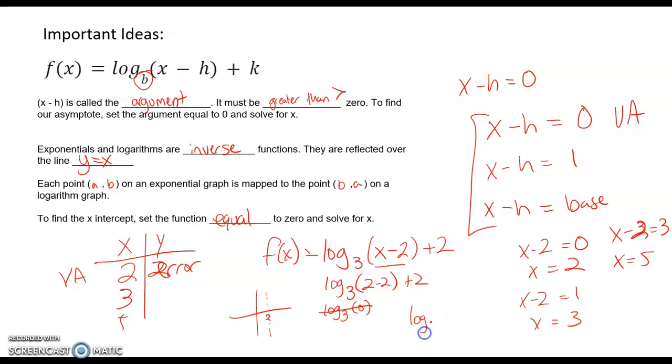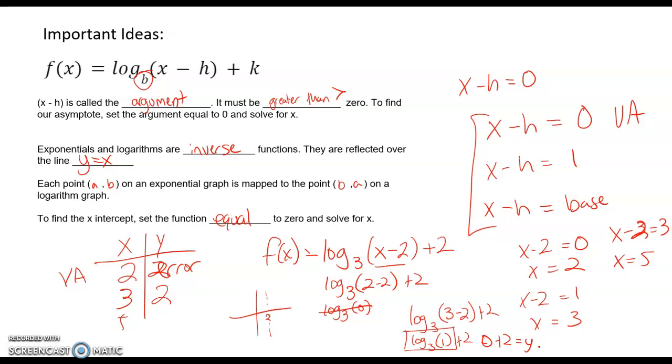Log base 3, remember I'm picking 3, of 3 minus 2, plus 2. Log base 3 of 3 minus 2 is the log base 3 of 1, plus 2. So what is this right here? This is 0, right? What do I have to raise 3 to get 1? It's always 0. 0 plus 2 is 2. I can show you that a little bit more in depth right here. This becomes 0 plus 2, which is equal to y.